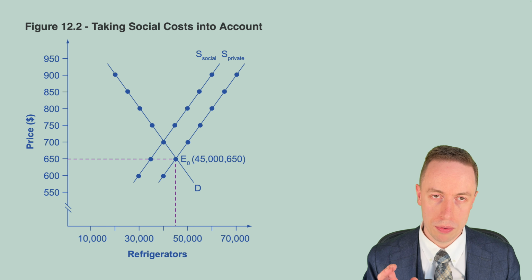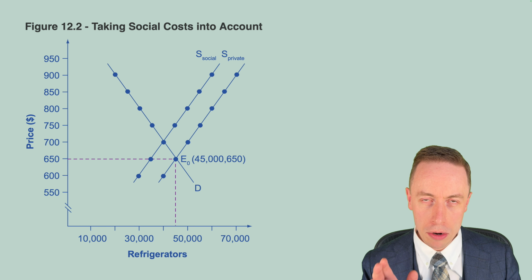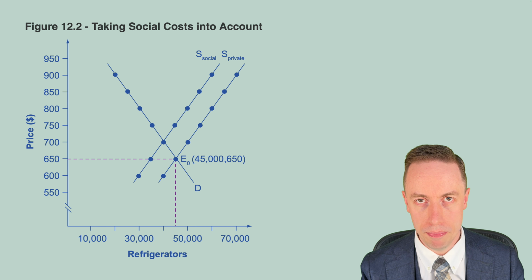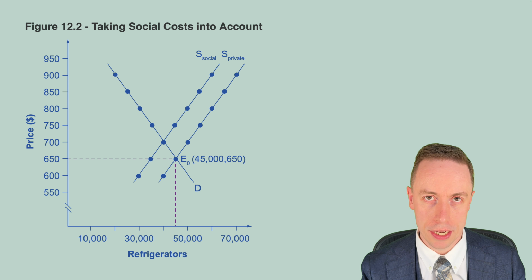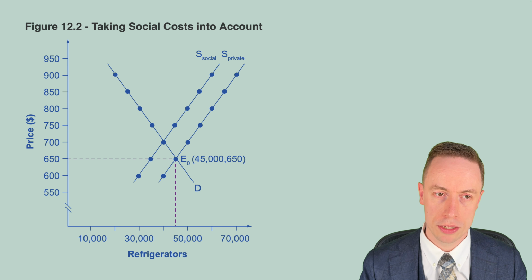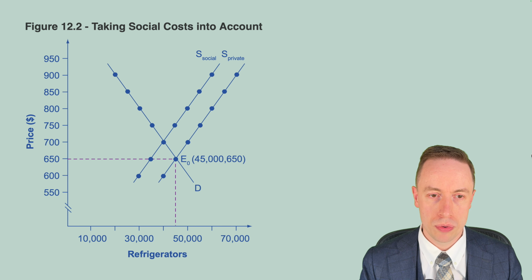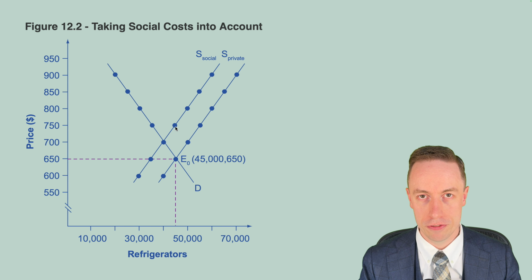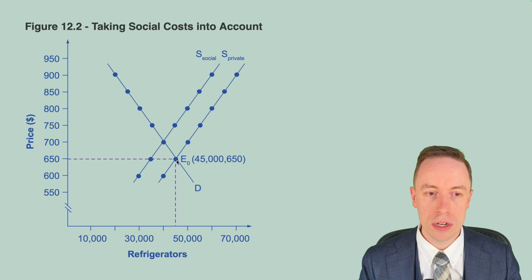And of course, what we see right away is the outcome that the market produces, that equilibrium outcome, E sub 0 here, is actually not that great anymore. You can take both perspectives again. You can look at refrigerator number 45,000. You can say, hey, what's the social cost of producing this refrigerator? Well, we got to look on the social cost curve, and it's like $750. But the person who's buying it, look at the demand curve, it's only worth $650 to the person buying it.